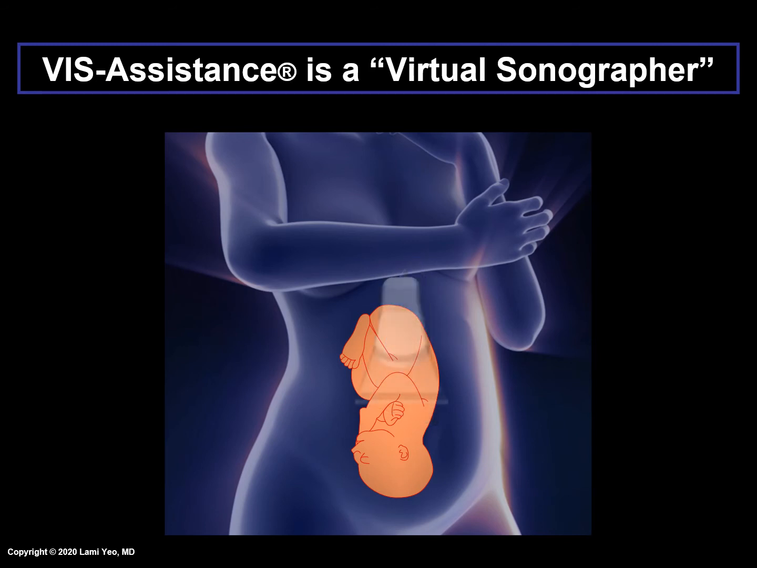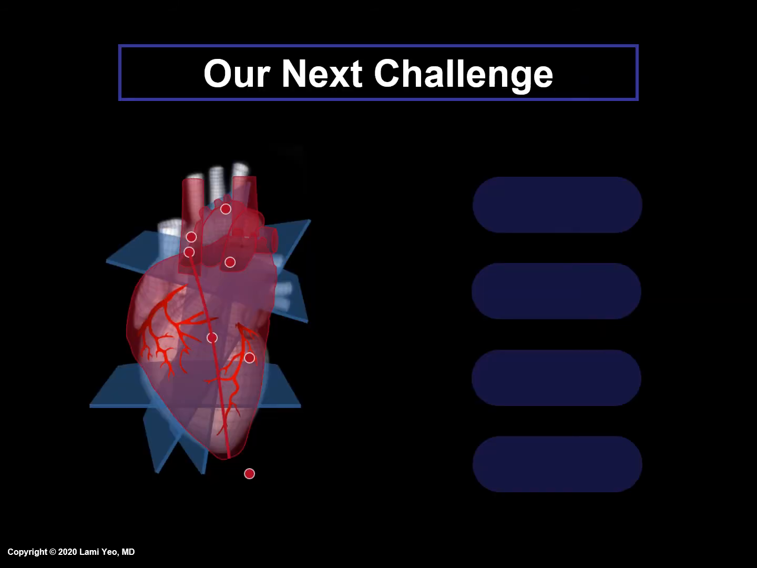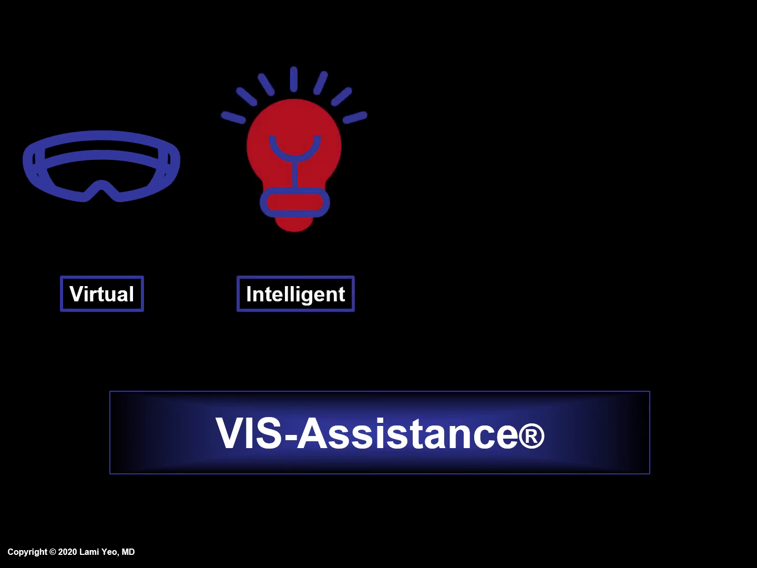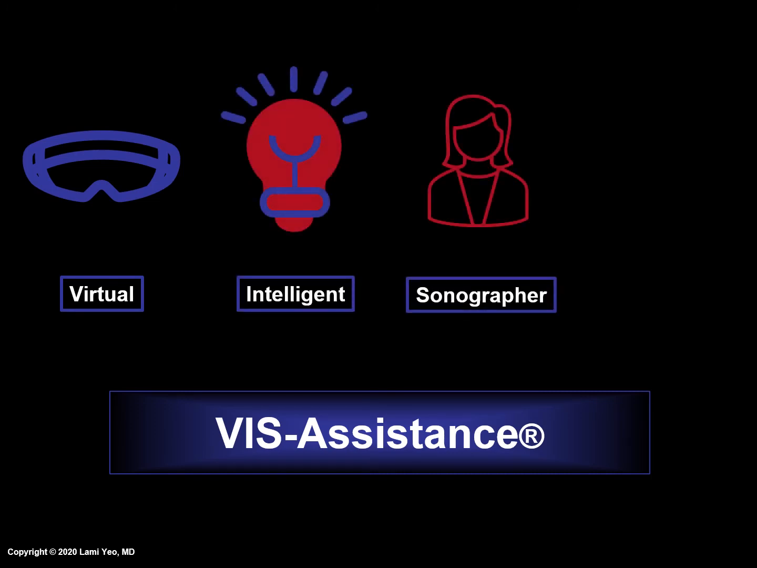A virtual sonographer would function similarly to an actual sonographer scanning the fetal heart during real-time sonography. So, the goal was to develop a tool that would automatically examine the fetal heart and do so in an intelligent, simple, and rapid manner so that operator dependency would be reduced. The tool created to meet these needs is known as VISA Assistance, which stands for Virtual Intelligent Sonographer Assistance.